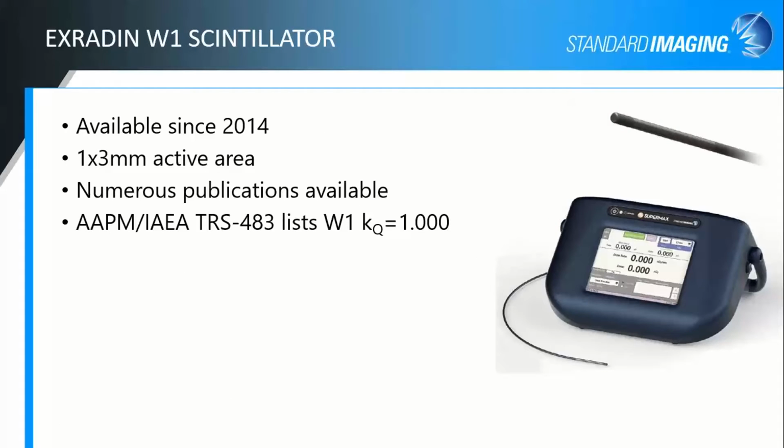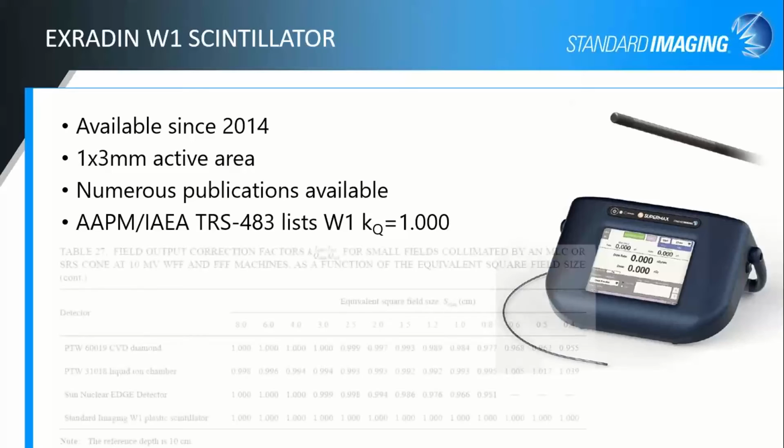So the W1 was our first generation. It's still available and it's quite widely used, has been available since 2014. It is, as I mentioned, that 1 by 3 millimeter active area. There are a fair number of publications on it just because it was a novel detector, particularly at the time, although there's still not much for competition. It's quite good. But the one that I have been citing the most lately is the joint publication from the AAPM and the IAEA on small field dosimetry.